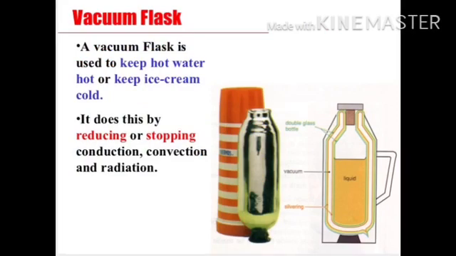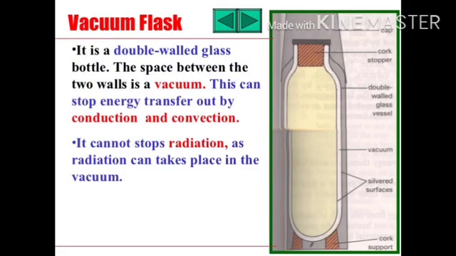A vacuum flask is used to keep hot water hot or keep ice cream or cold things cold. It does this by reducing or stopping convection, conduction and radiation. It is a double walled glass bottle. The space between the two walls is a vacuum. This can stop energy transfer out by conduction and convection. It cannot stop radiation, as radiation can take place in a vacuum.